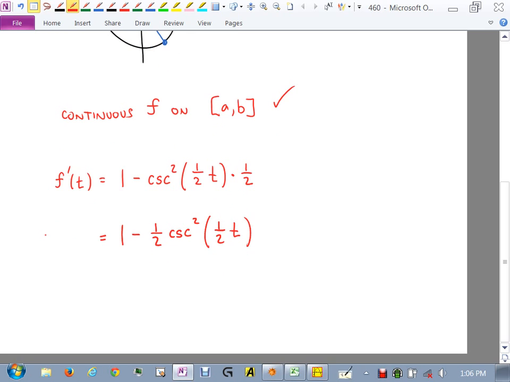What am I going to do with this derivative? Set it to 0 and figure out where it's undefined, right? So let's start with setting it equal to 0. If I set the derivative equal to 0, I'm setting 1 minus 1/2 cosecant squared of 1/2 t equal to 0.